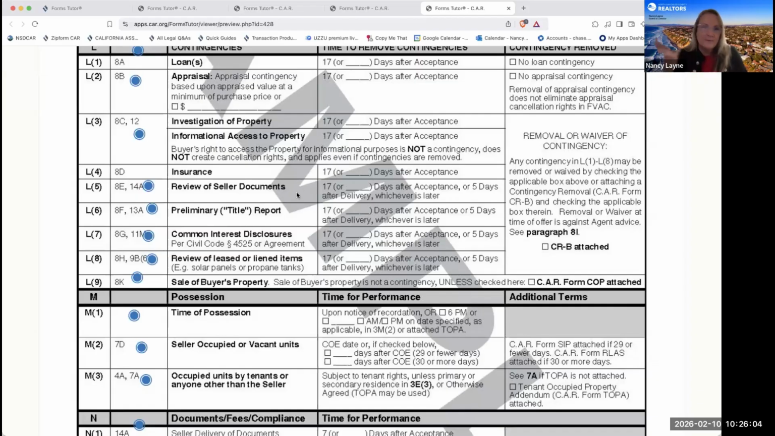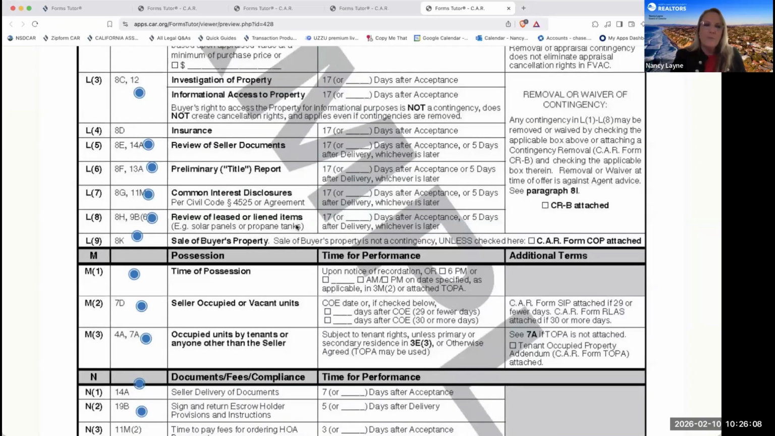Preliminary title report. Again, we're all familiar with these. Common interest disclosures. The other one is review of leased or liened items. This has become an issue, especially because of solar and water softeners and car plugins. Sometimes those are leased. There's just a myriad of things that can be included in that. Make sure that you are very familiar with what is on that property, what the client owns, and what they will have to provide information for.